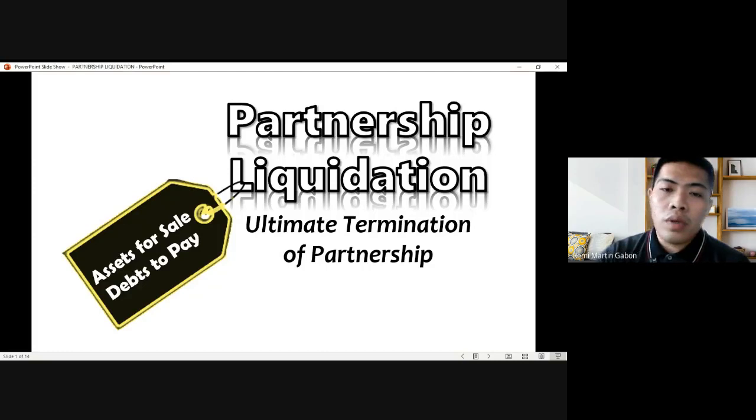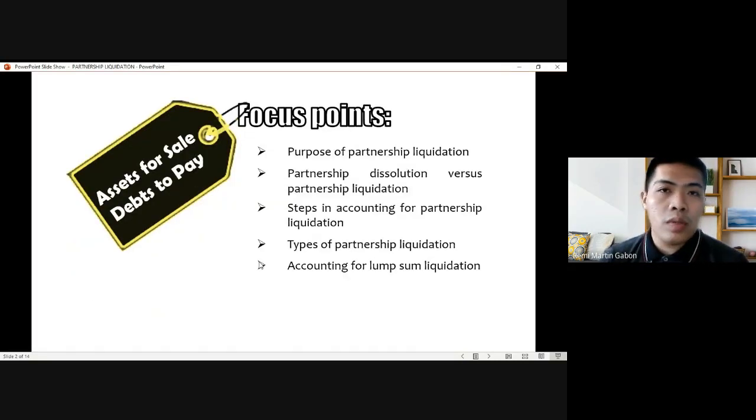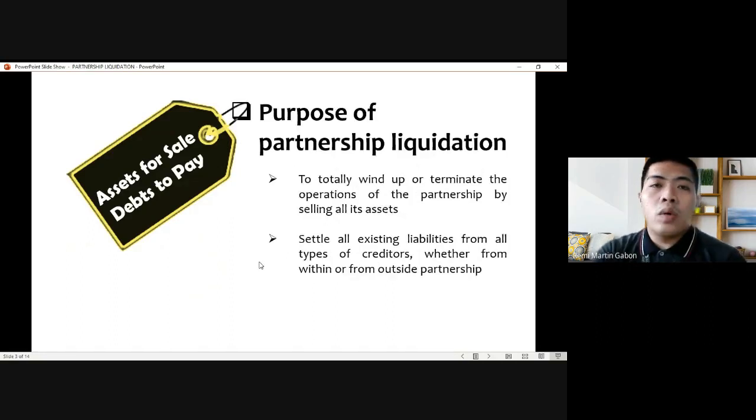Now, to start our discussion for partnership liquidation, our focus is to discuss the purpose of a partnership liquidation, then compare partnership dissolution and partnership liquidation, then discuss the steps in accounting for partnership liquidation and the types of partnership liquidation, and the last, account for lump sum liquidation. Okay? So let's start with the purpose of partnership liquidation.